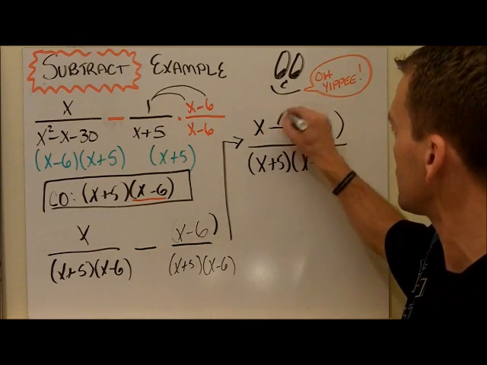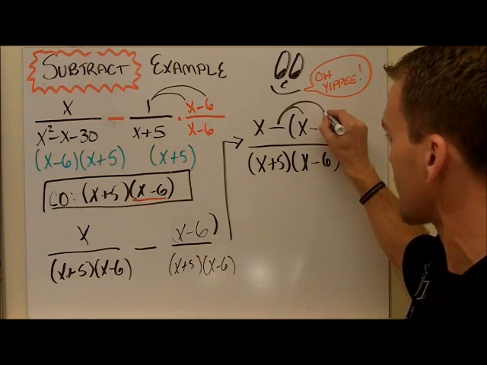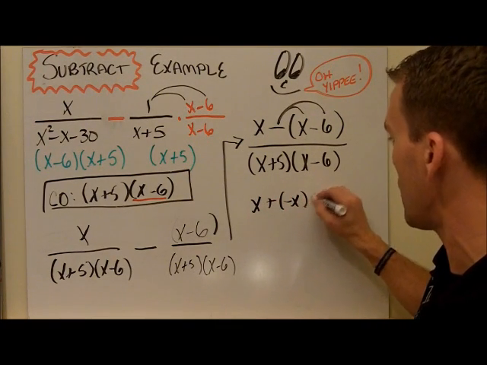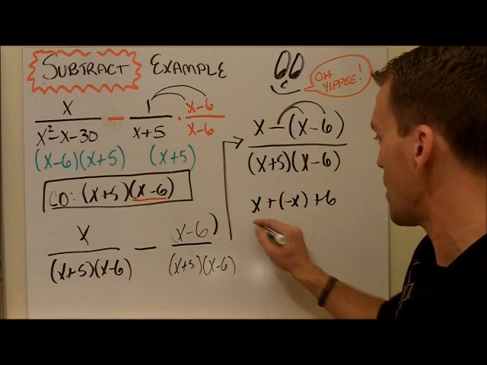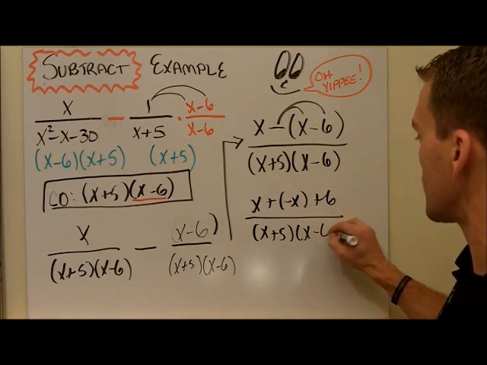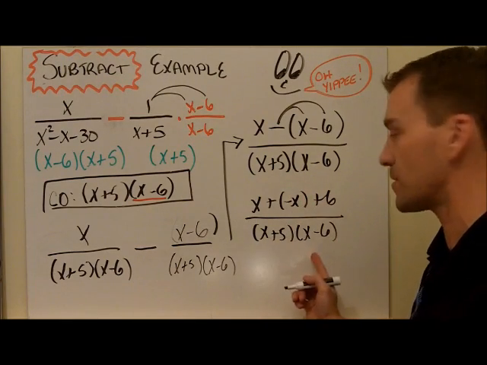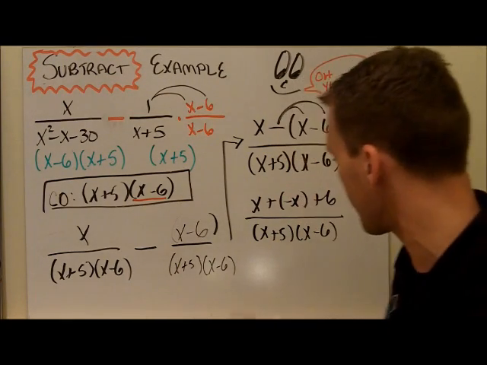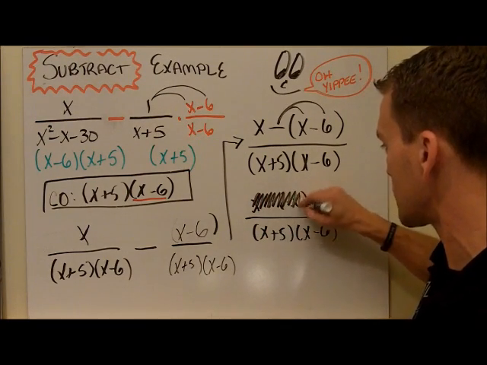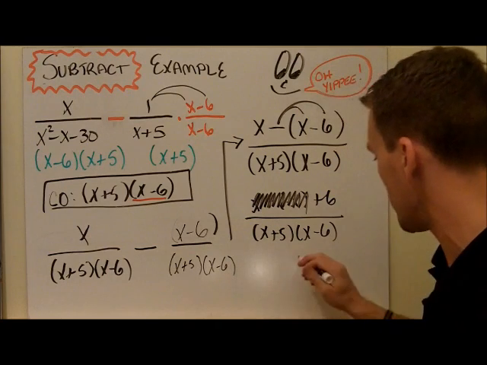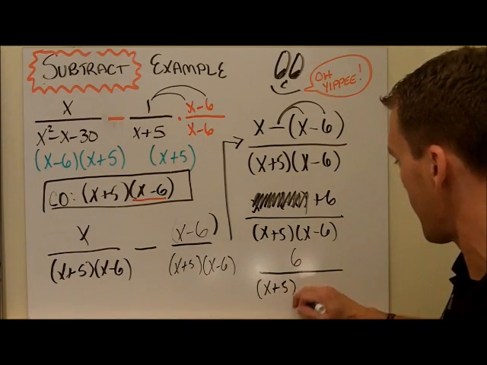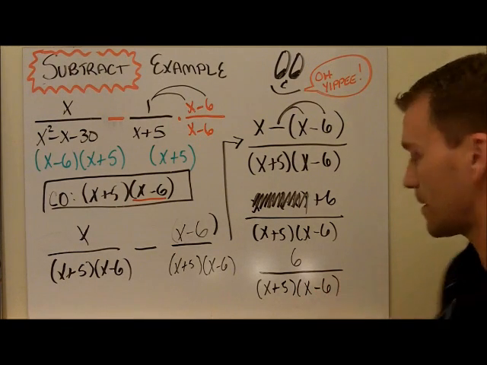So I must take this, distribute it, which actually gives me x plus negative x, if you will, plus 6. All of that over x plus 5, x minus 6. That's the same denominator carried through. And now I just keep on cleaning up and figure, oh wait, x minus x is just zero. That's gone. So I'm just left with a 6 on the top. So I get 6 over x plus 5, x minus 6.